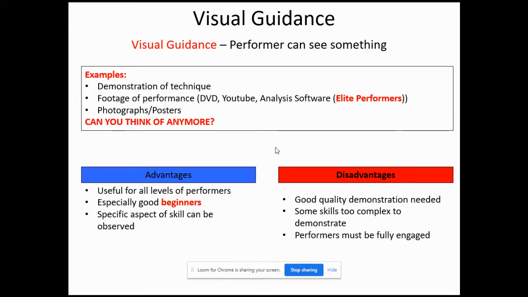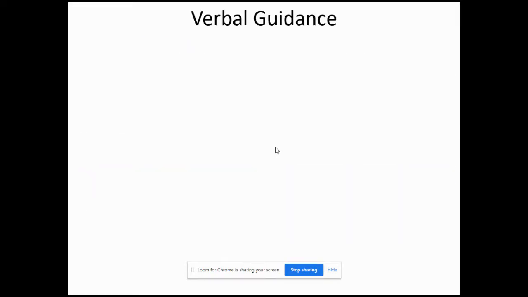Another thing, performers must be fully engaged. So if I'm giving you a demonstration or so on, and you're not watching or you're not listening or you're not paying attention, then that'll obviously be an issue. Next one, verbal guidance is provided by another person speaking to you. Okay, so that's the definition of it.